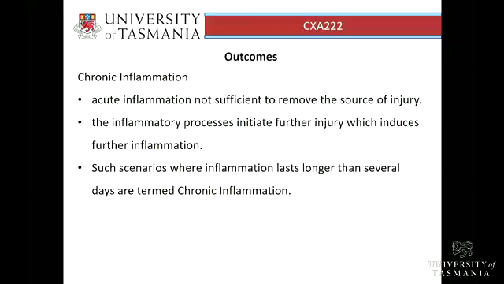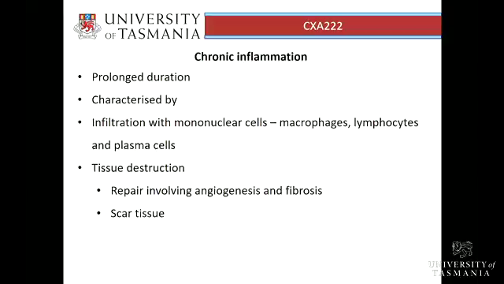In this slide we've got a scenario where an inflammation that lasts longer than several days is termed chronic, but really you're looking at the cellular involvement. So you've got a prolonged duration for chronic inflammation, and it's characterised by mononuclear cell involvement. So you've got macrophages, lymphocytes and plasma cells.